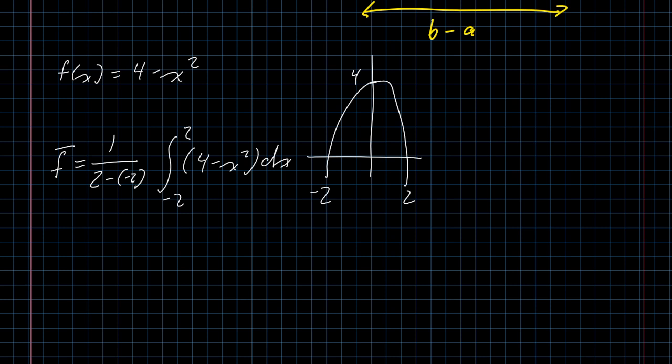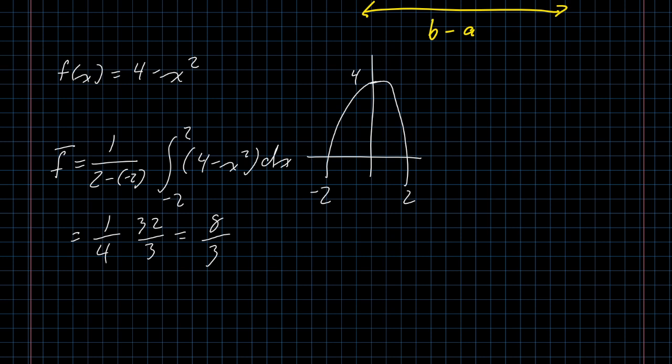All right, 2 minus negative 2 is 4. We've done this integral a couple of times. I don't want to go through all of the work again. It does come out as 32 over 3. And if I multiply 1/4 times 32 over 3, I get 8 over 3. All right, 8 over 3 is 2 2/3.